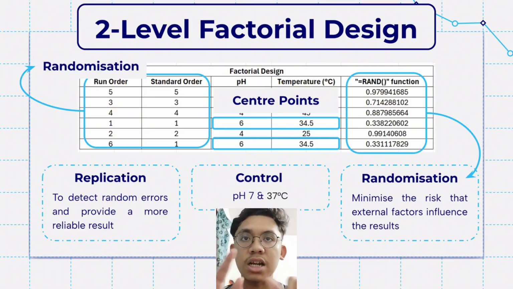In addition, replication can be conducted by conducting multiple experimental runs with the same factor setting. For example, there are 6 runs for 1 replicate in this experiment. If 2 replicates are conducted, another 6 runs with the same setting will be repeated. Conducting replication improves accuracy by increasing the number of data points available for analysis to detect random errors and provide a more reliable result. Moreover, a control treatment can also be prepared to serve as the reference point to compare the experimental outcome. The optimum pH 7 and temperature 37 degrees Celsius will be the control of this experiment to compare the enzyme activity at low and high levels.